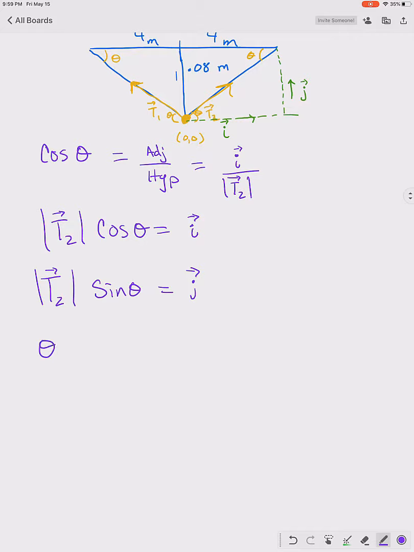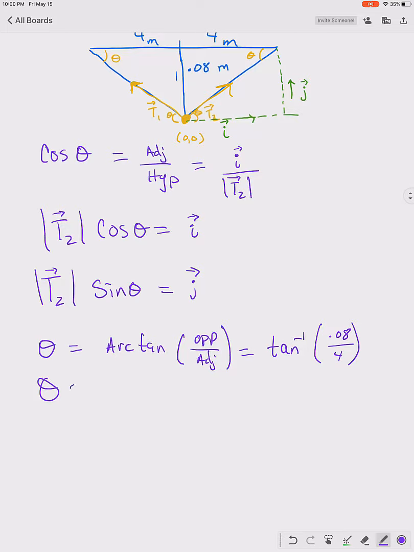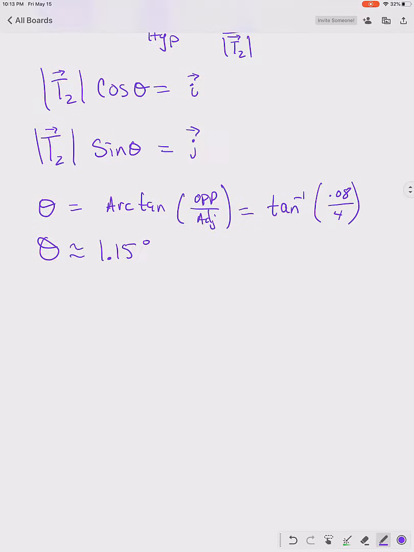Well, as it turns out, we know what theta is. Theta is equal to the arctangent of opposite over adjacent. So that's the arctangent of opposite, which is 0.08, over adjacent, which is 4. So that means theta is approximately equal to 1.15 degrees.